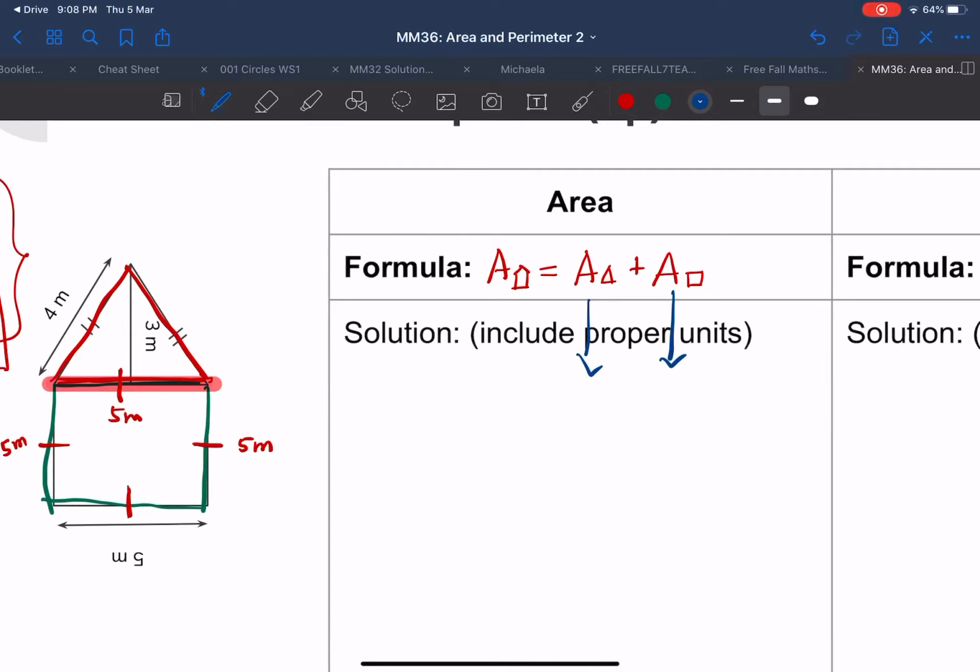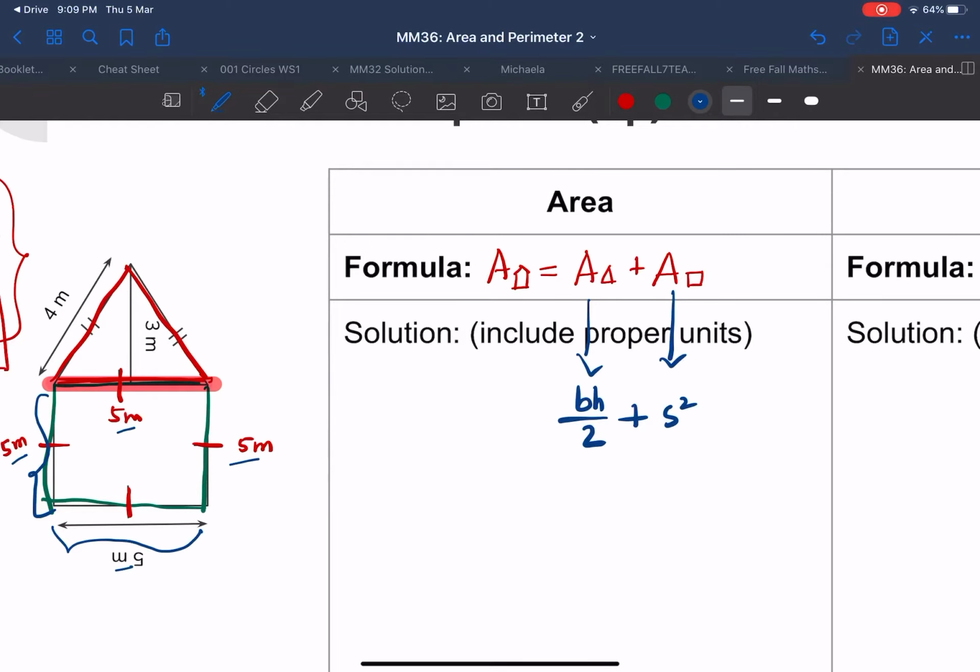That is where mistakes happen. So area of the triangle is BH over 2. Why is it 2? BH over 2, plus area of the square, which is S squared. Because we are multiplying the length times the width, but since they're the same length, and all of them have the same measure, we just call it side squared, okay?